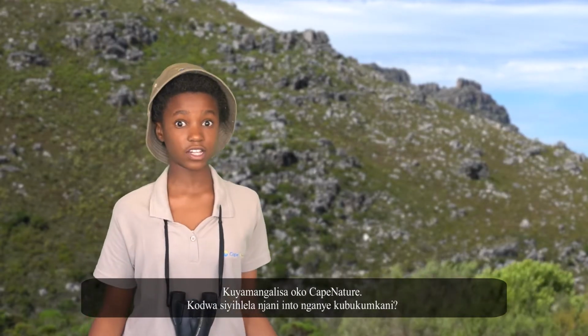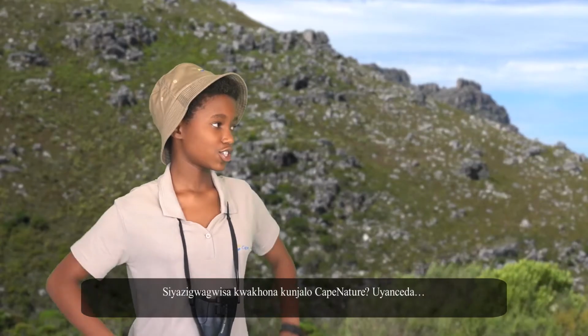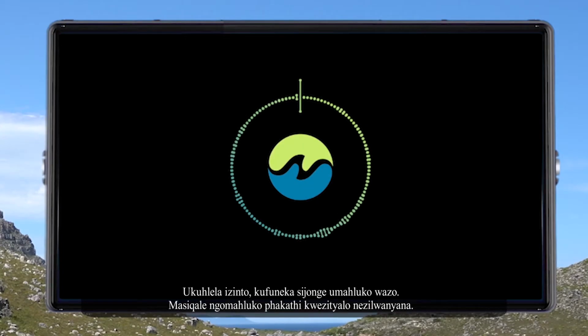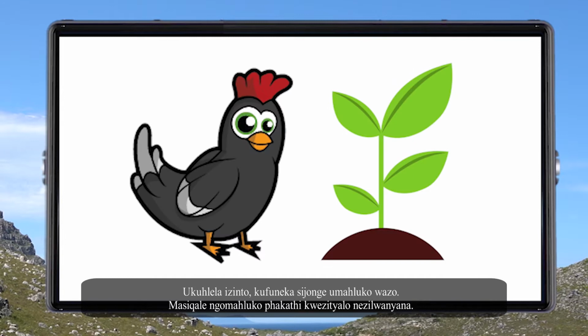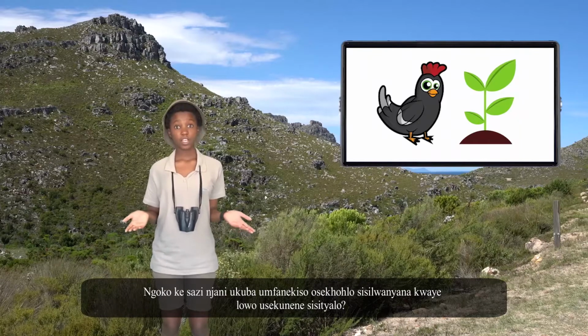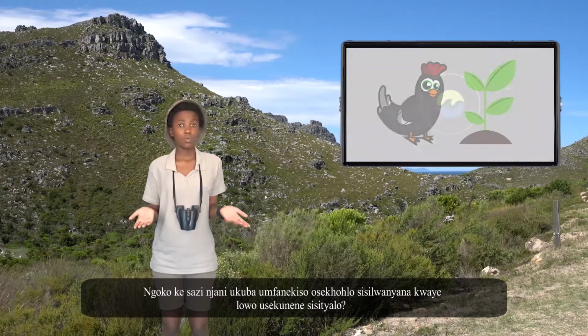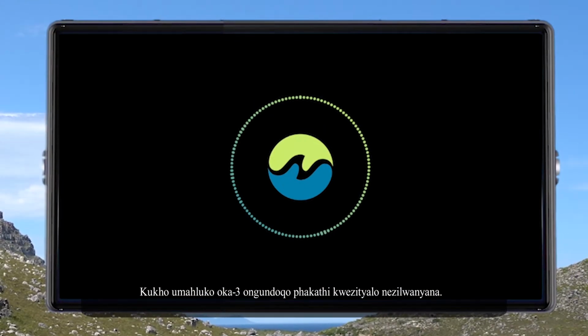That's amazing, Cape Nature. But how exactly do we classify each thing within a kingdom? Stellar question, Mbali. Showing off again, are we, Cape Nature? He means good. To classify things, we need to look at their differences. Let's start with the differences between plants and animals. Why do you think they belong in their different groups? So, how do we know that the picture on the left is an animal and the one on the right is a plant? There are 3 main differences between plants and animals.